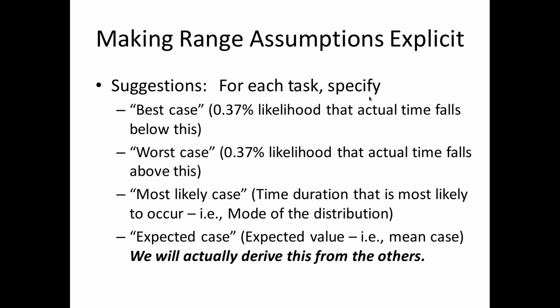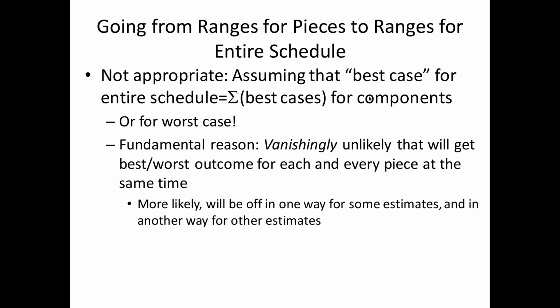Various people have suggested ways of doing that, and the key point here is, number one, you have to correct for the width of the best and worst case. Number two, the best case for the whole project is not simply the sum of the best cases for each piece. The worst case for the whole project is not simply the sum of the worst cases for each, because it's vanishingly unlikely everything will go wrong in its worst way.